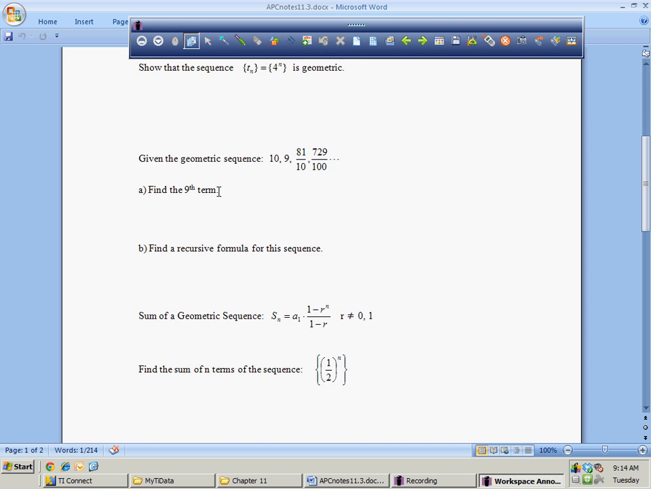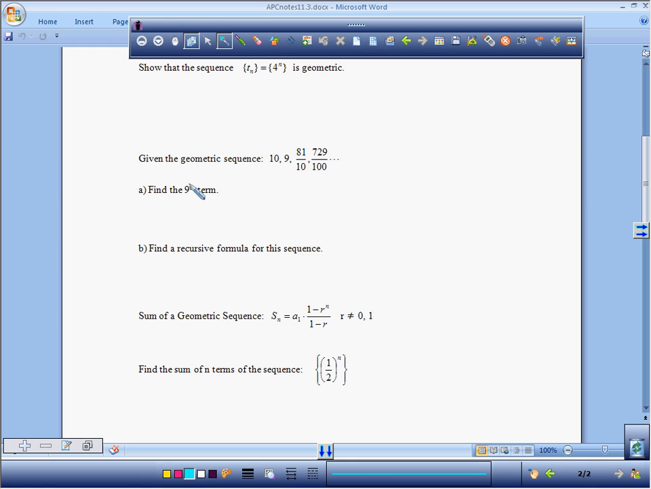So for this one, given the geometric sequence, find the nth term. First you want to define this geometric sequence explicitly, meaning I want to plug in 9 and see what the answer is. So how would I find the common ratio? Or what's r equal to? I take one number in the sequence and divide by the number previous to it. So r is just 9 over 10, given that it's geometric. And that should be the same as this divided by this, just to show you that it is.